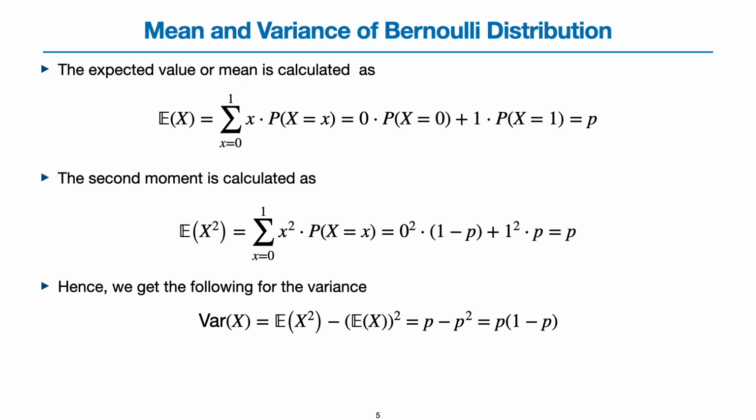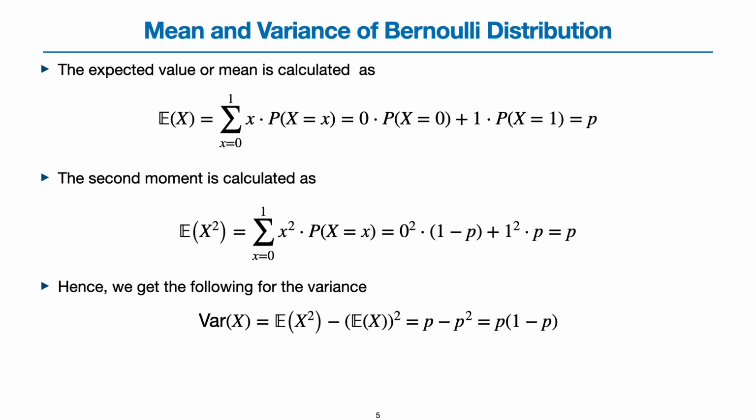So that's a summation over possible outcomes, in this case 0 and 1. And then you multiply the specific value or observation times the corresponding probability. So 0 times probability of x equals 0, and then 1 times probability of x equals 1. And so in this case, we only care about probability of x equals 1, which is p times 1 gives us p.